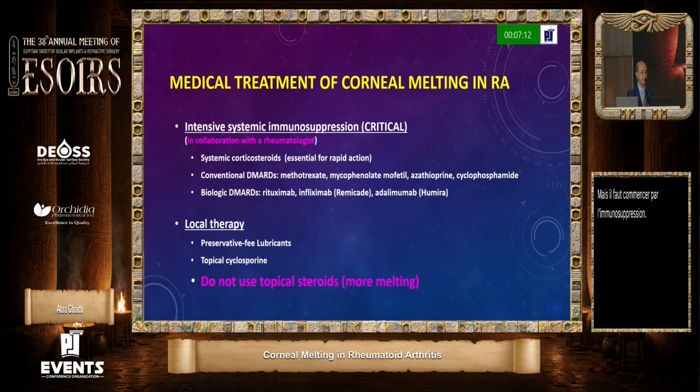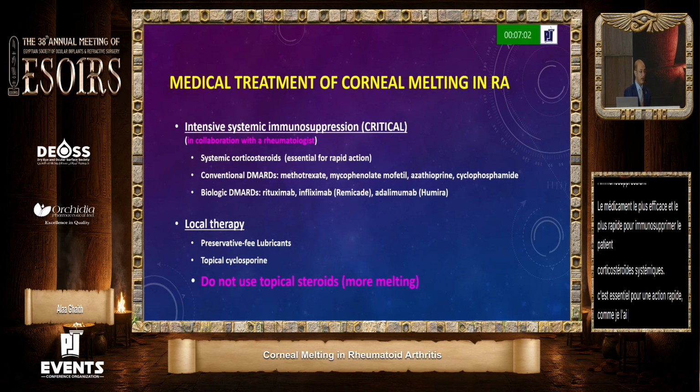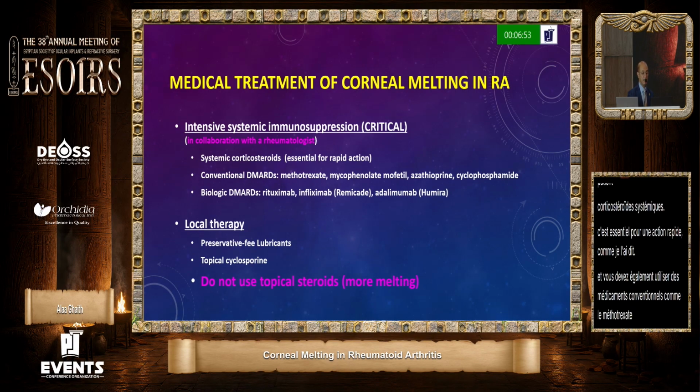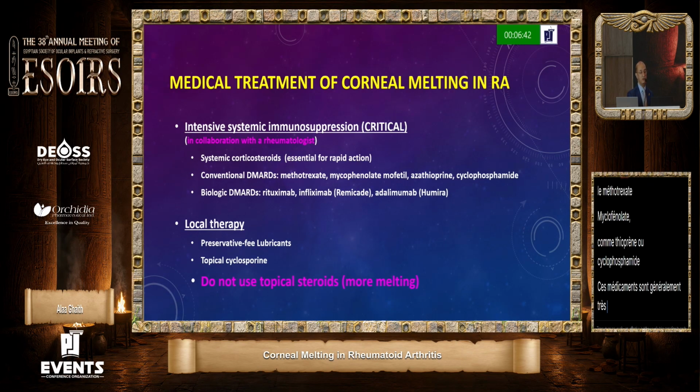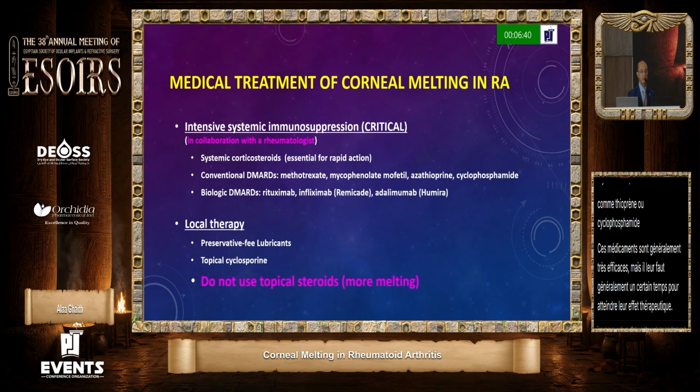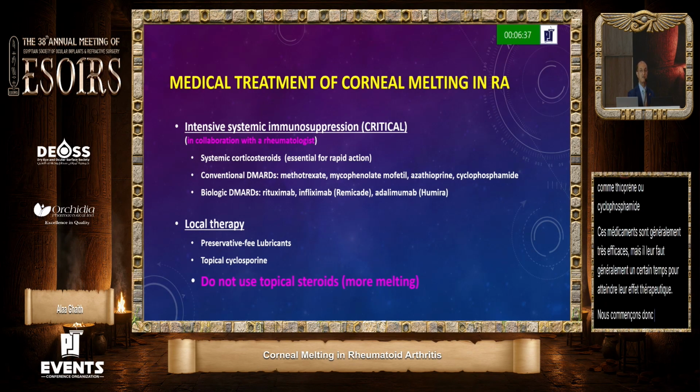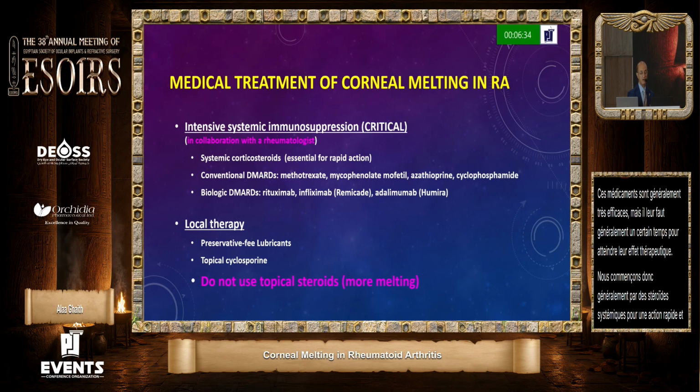The most effective and rapidly acting drug to immunosuppress the patient is systemic corticosteroids. It is essential for rapid action, as I said. And also you have to use the conventional drugs like methotrexate, mycophenolate mofetil, azathioprine, or cyclophosphamide. These drugs are usually very effective, but they usually take some time to reach the therapeutic effect. So we usually start with systemic steroids for rapid action, and one of these conventional immunosuppressive drugs.